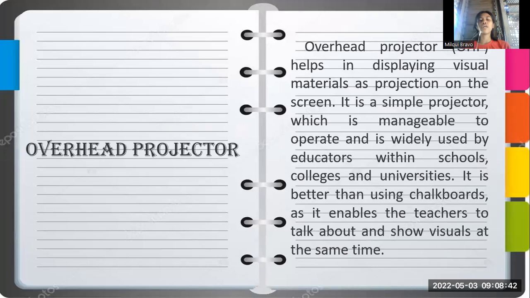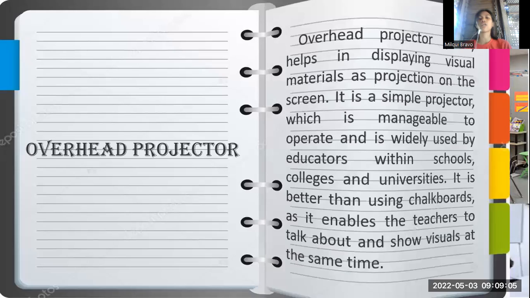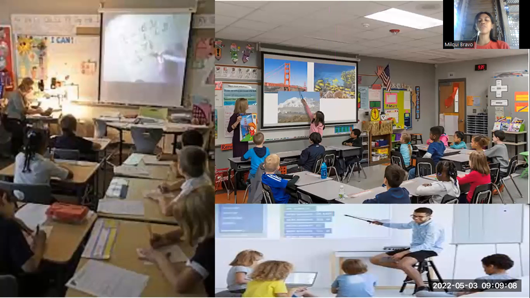Next is the overhead projector. Overhead projector helps in displaying visual materials as projection on the screen. It is a simple projector which is manageable to operate and is widely used by educators within schools, colleges, and universities. It is better than using chalkboards as it enables the teachers to talk about and show visuals at the same time. So these are examples of overhead projectors.